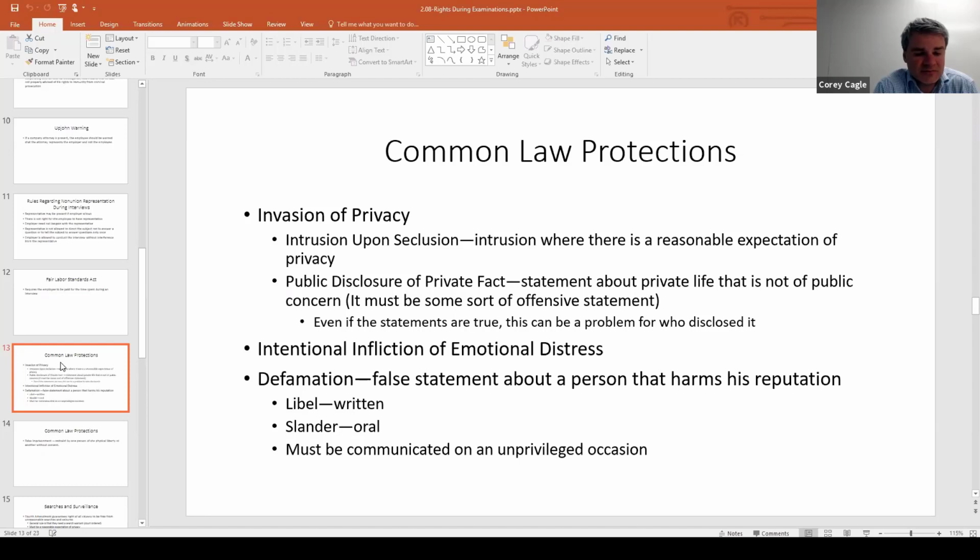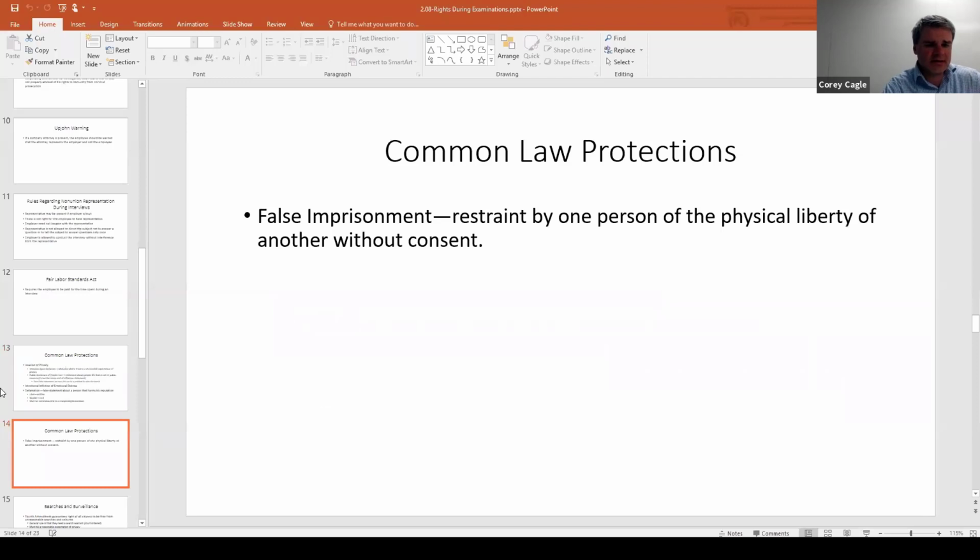Defamation is a false statement about somebody. Public disclosure of private fact could be true, and you're still in trouble. Defamation would be a false statement. We're familiar with libel and slander. Libel is written, slander is oral. It has to be communicated on an unprivileged occasion for it to be a problem. Those are terms you should know already. False imprisonment, obviously, is restraint of somebody where you're not allowed to do it.